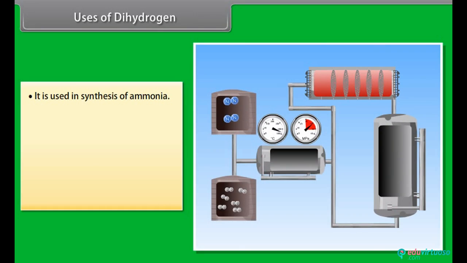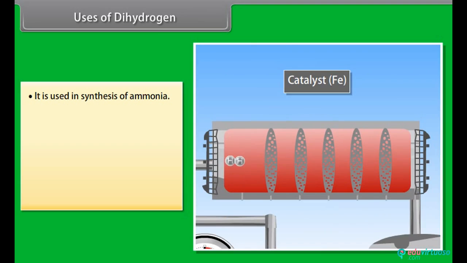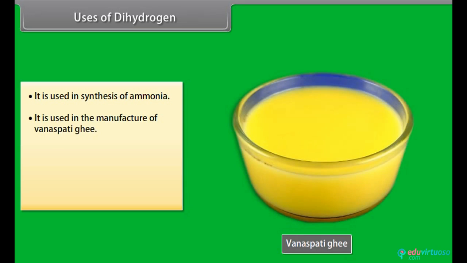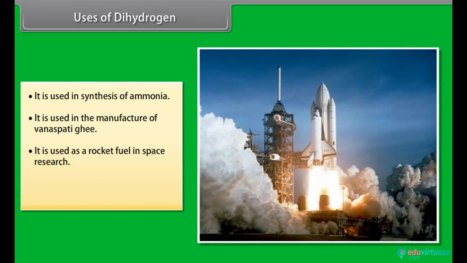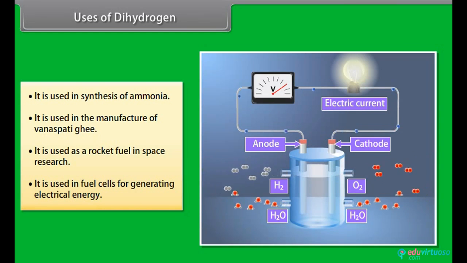Nitrogen and hydrogen are passed to a heater where these are heated up to a certain temperature. After that, they are compressed and then passed to a heater, where the reaction takes place. After that, the mixture is passed to a waste heat boiler, from which ammonia is cooled and then stored, and nitrogen and hydrogen are recycled. It is used in the manufacture of vanaspati ghee. It is used as a rocket fuel in space research. It is used in fuel cells for generating electrical energy.